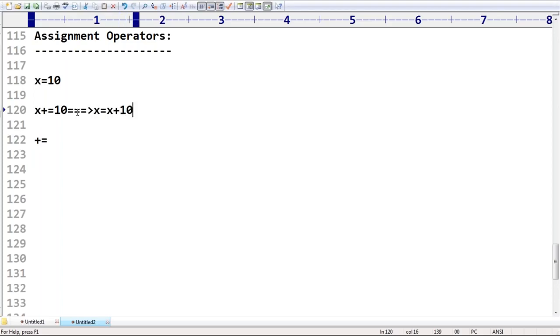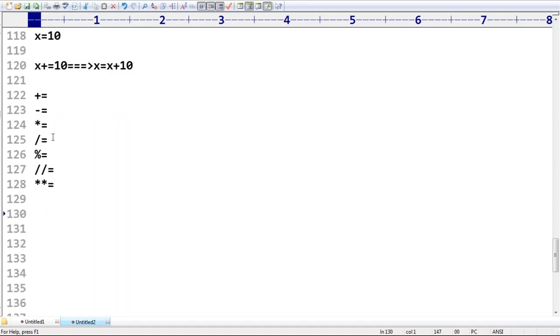From our childhood onwards, what are the various possible compound assignment operators in Python? Plus equal, minus equal, multiplication equal, division equal, modulo equal, floor division equal. All arithmetic operators we can happily apply as compound assignment operators, no problem at all.